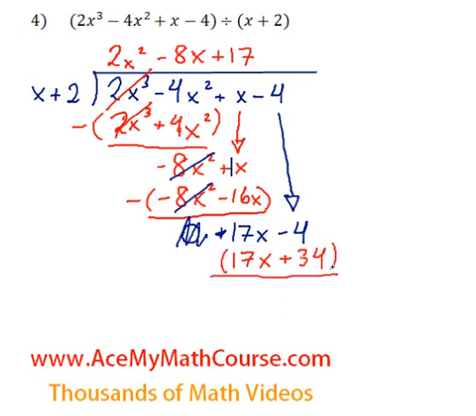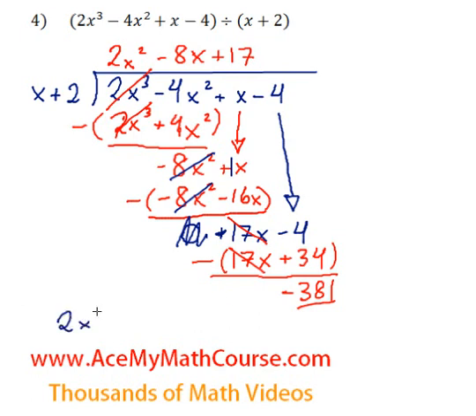Then at this point we subtract once again. 17x minus 17x is 0, and negative 4 minus 34 is negative 38. And this is the remainder. Excellent. So now we're done, and I can write the division statement.